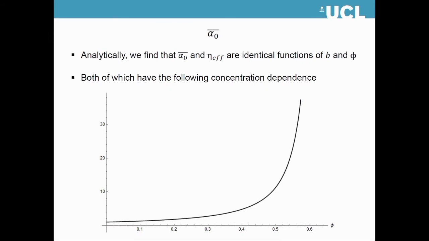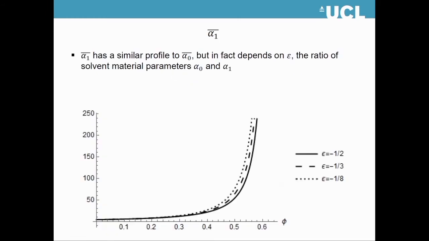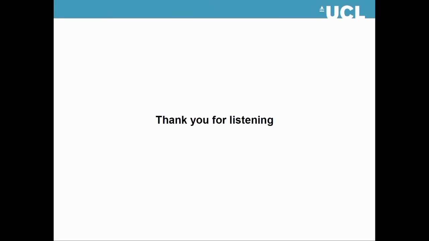And just for a clue as to what they look like, the analytical alpha naught bar, which is the suspension value of this material parameter, actually is exactly the effective viscosity, which can be proven is correct. And alpha 1 is a little bit more complicated, has the same sort of curve structure, but has some epsilon dependence, which appears to diverge quicker as epsilon gets closer and closer to 0. And that's it. Thank you for listening.